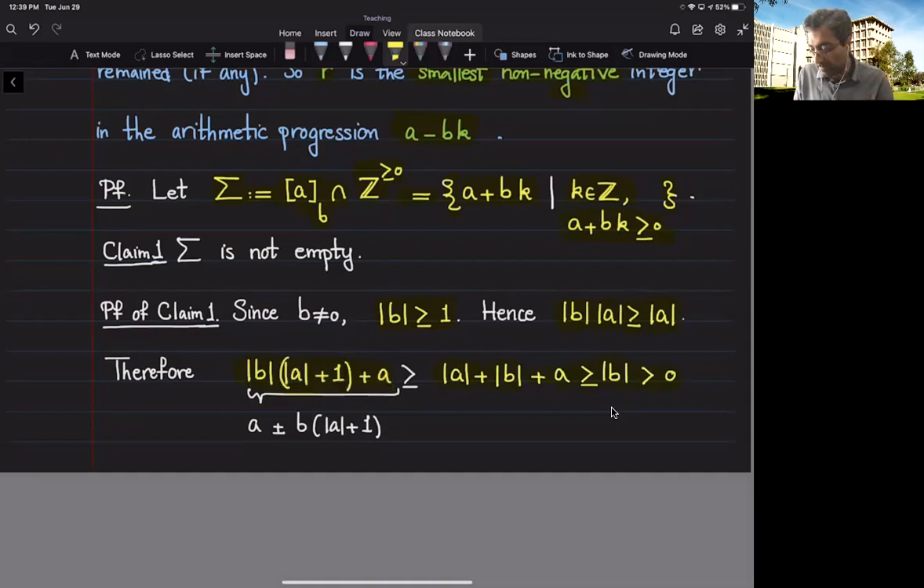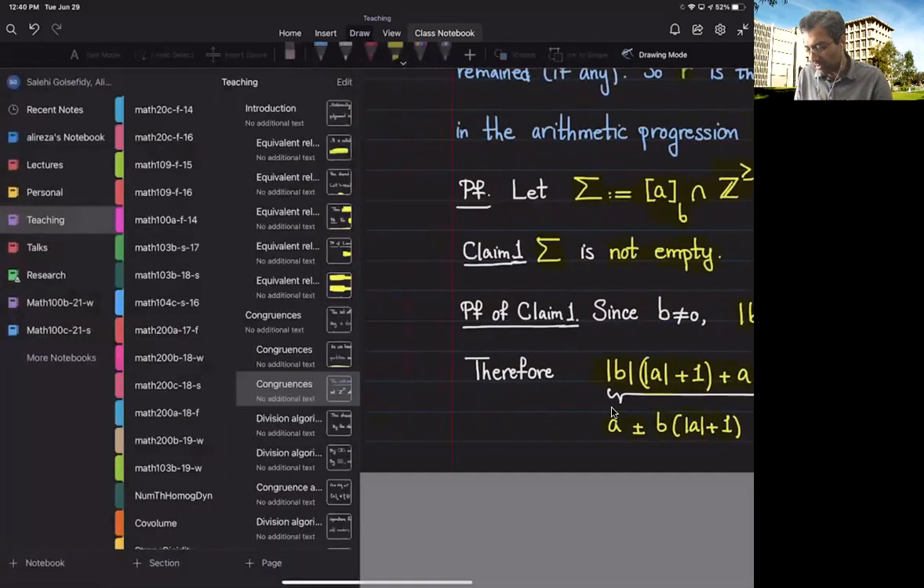But at the same time, it is some integer multiple of b with either plus sign or negative sign, plus a, which means it is in the arithmetic progression starting with a and adding or subtracting multiples of b. So I'm getting something in the arithmetic progression that I'm interested in, and it is also positive. So it's definitely a positive number inside this, which means sigma is not empty. Okay, this shows this claim. Now I can use the well-ordering principle.